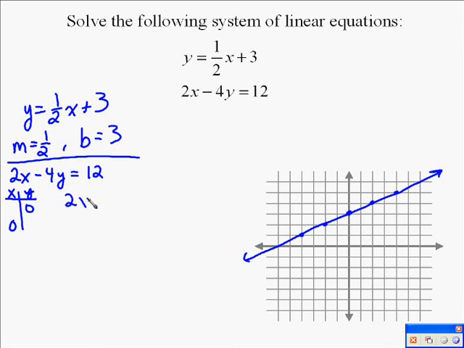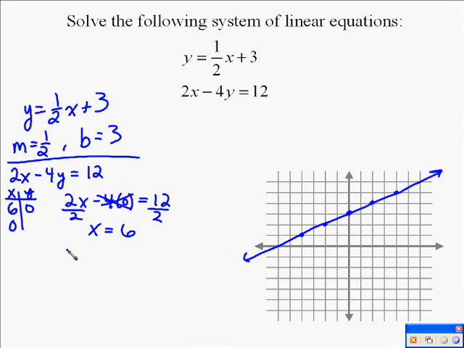So the first thing we're going to do is put in 0 for y, so that gives us 2x minus 4 times 0 equals 12. 4 times 0 goes away, so it's really just 2x equals 12. So we divide both sides by 2, and x equals 6. So one of our intercepts, the x-intercept, is 6.